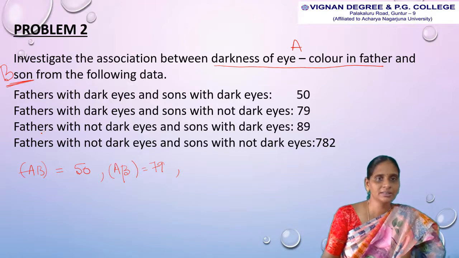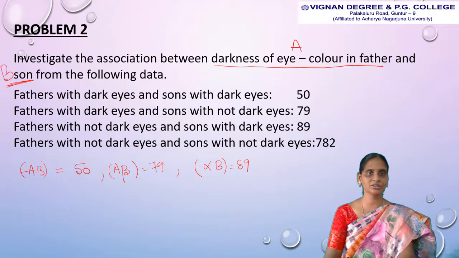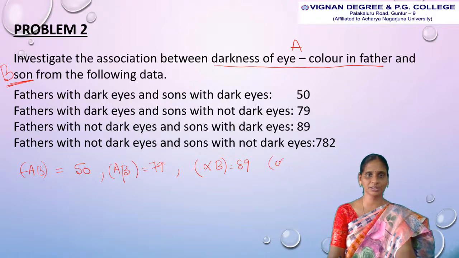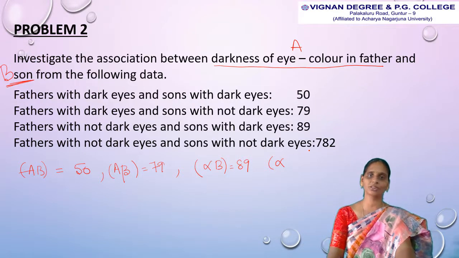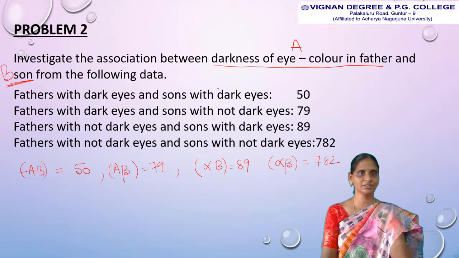And the third case, fathers with not dark eyes and sons with dark eyes. Fathers with not dark eyes is alpha, sons with dark eyes is B. So frequency of alpha B is 89. And the last value is fathers with not dark eyes, represented by the letter alpha, and sons with not dark eyes, represented by beta. So frequency of alpha beta is 782. So these are the notations for the given problem.